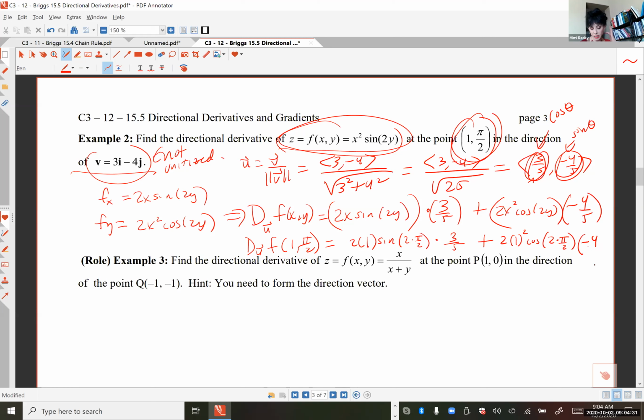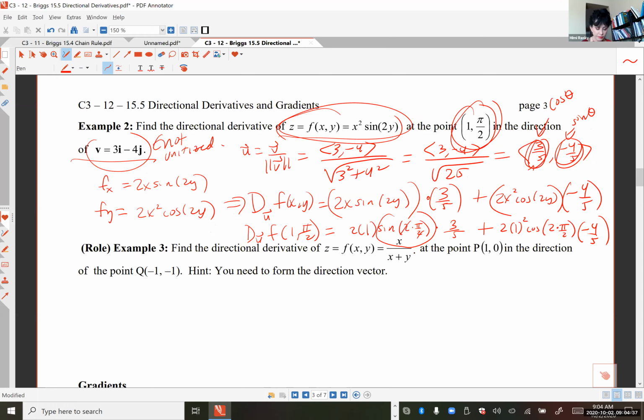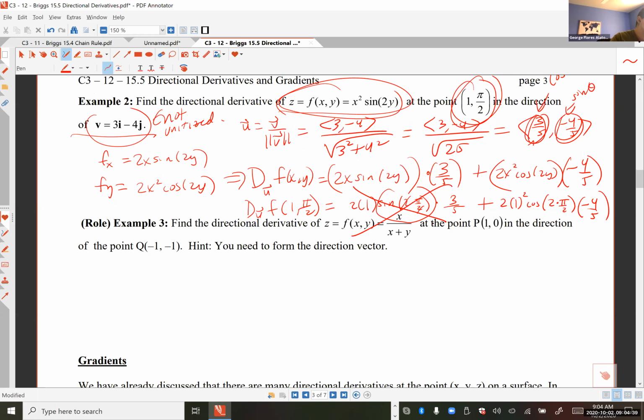Now be careful here. After reducing, the argument of this sine is pi. So what's sine of pi? 0. So this is gone because that's big fat 0. What about over here? After reducing the 2's, you've got cosine pi, which is? -1. Good. So you're going to have 2 times -1 times negative 4/5. Final answer is positive 8/5.